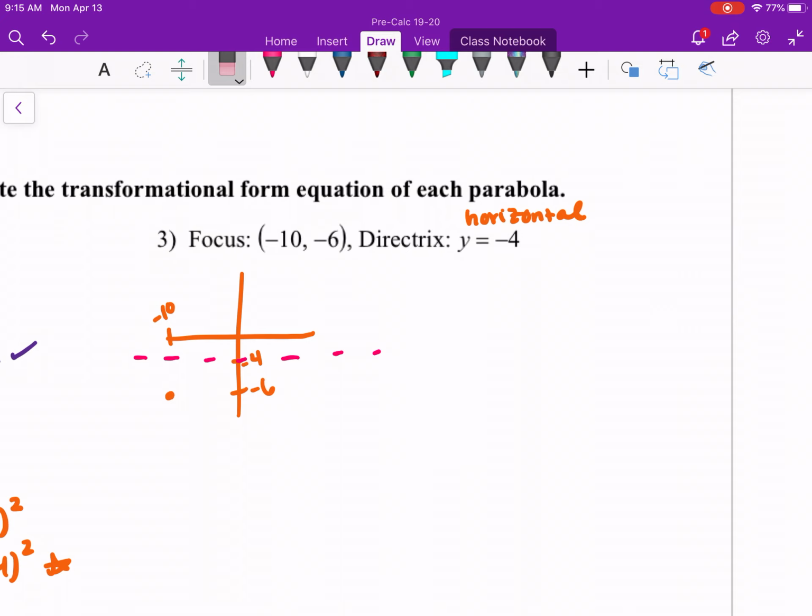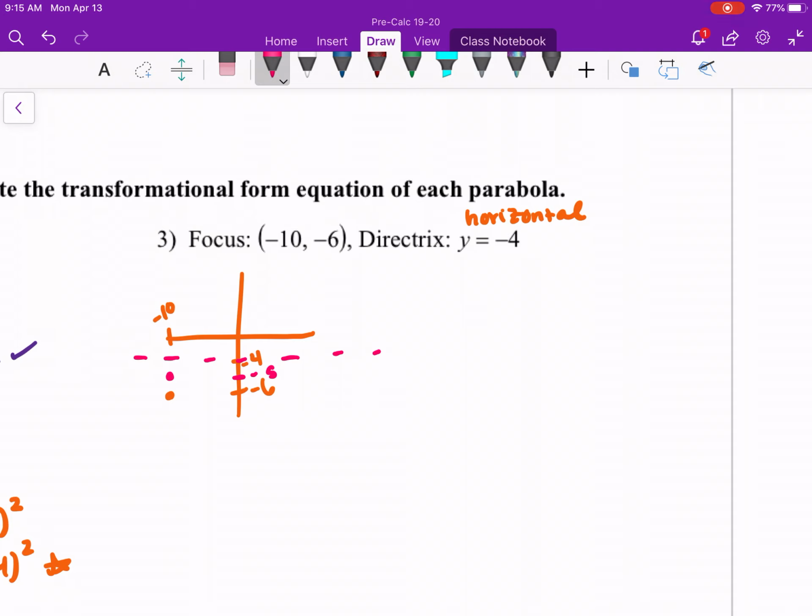Looking at what we have, since the directrix is above the focus, we know that our parabola is going to open down, okay? The directrix is always behind the parabola. So if the parabola opens up, the directrix will be below. If the parabola opens to the right, the directrix will be to the left. So the directrix being above the focus means that our parabola is going to open down. So if the directrix is at -4 and the focus is at -6, the point smack dab in the middle is where our vertex is going to lie.